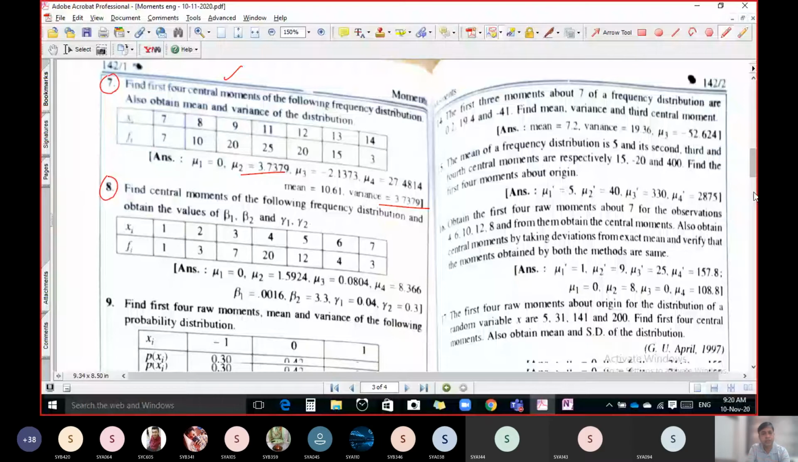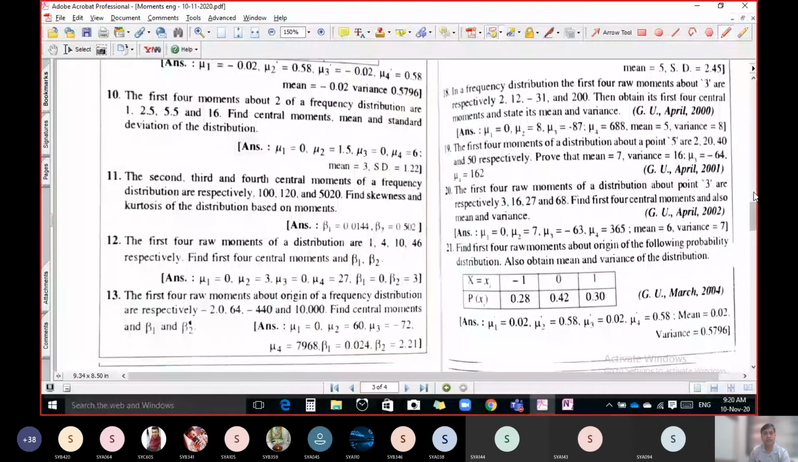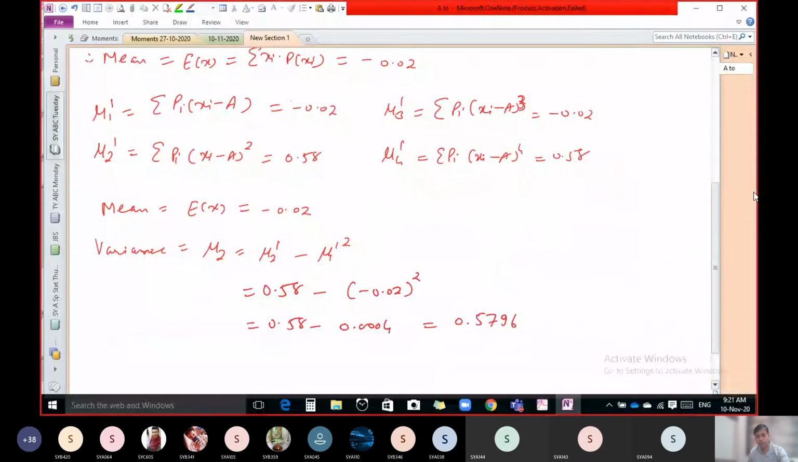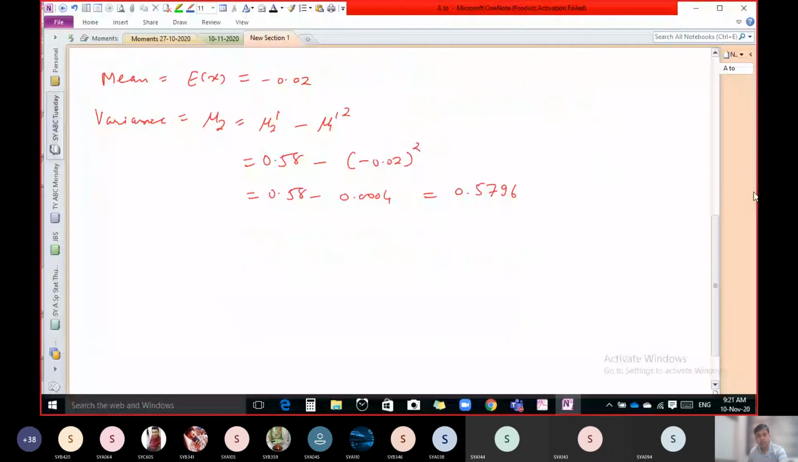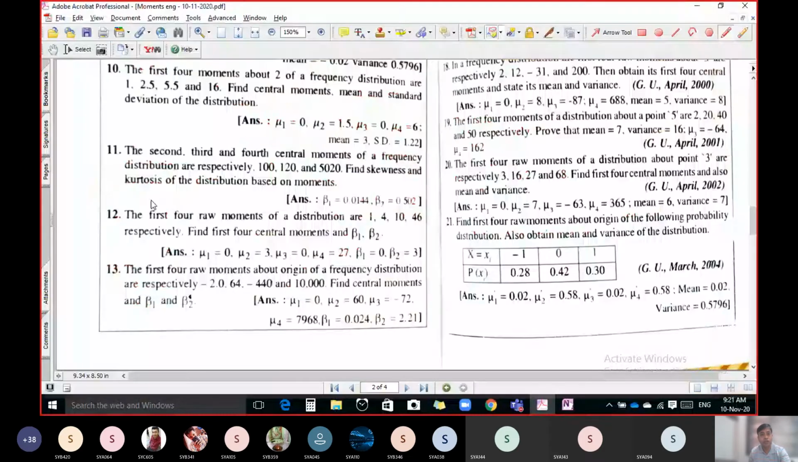The question is: the first four moments about 2 for the frequency distribution are given. So mu1 dash, mu2 dash, mu3 dash and mu4 dash are given. In question number 10, these are given about 10... sorry, about 2 is given.